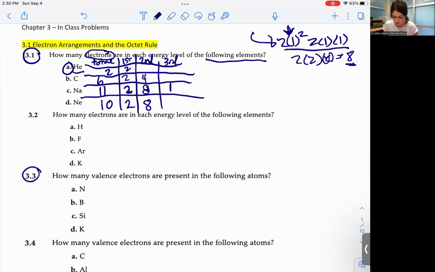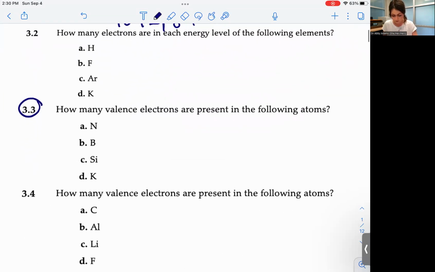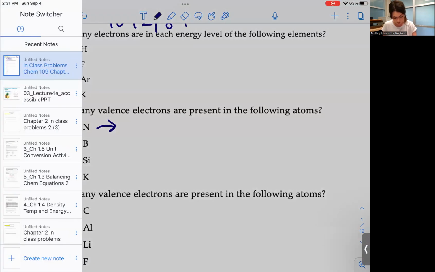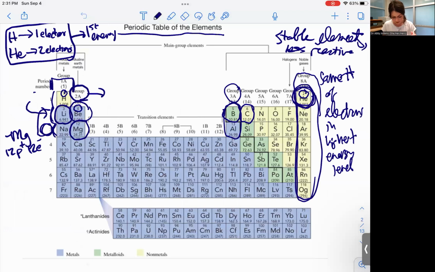How many valence electrons are present in the following atoms? All right. How many valence electrons? Okay, so let's see. We're going to do nitrogen. Let's look at a periodic table. All right, so we're looking for nitrogen. Here's nitrogen. So how many valence electrons are we going to have?